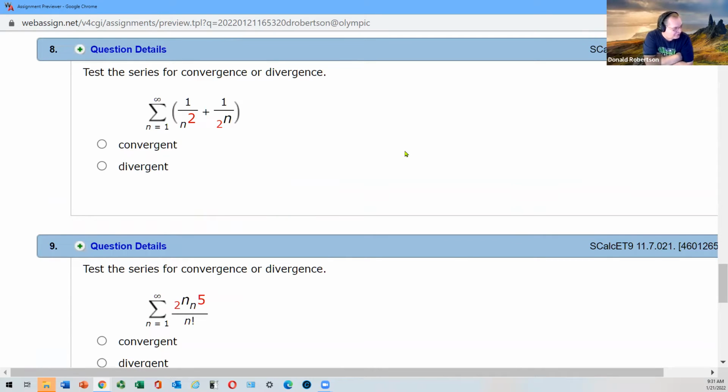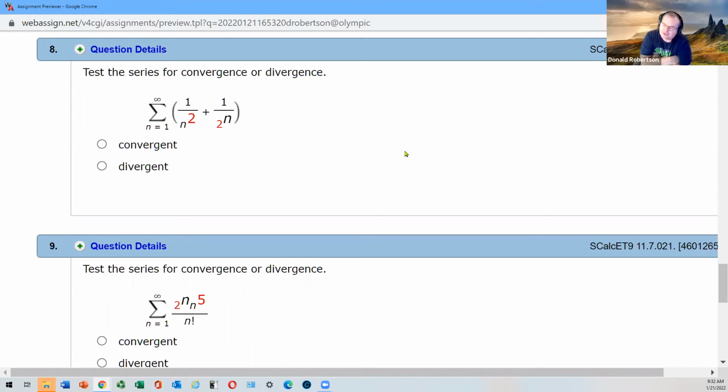Question 8 technically isn't one series, isn't it really 2 series? So what you should do if you were doing question 8 is break it into 2 distinct parts. A 1 over n squared. Let's talk about that first then. What test would you use for a 1 over n squared? P series. P series converges.